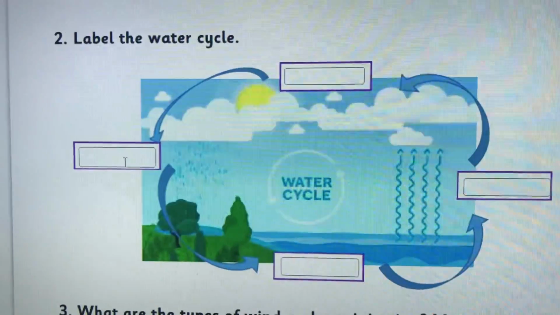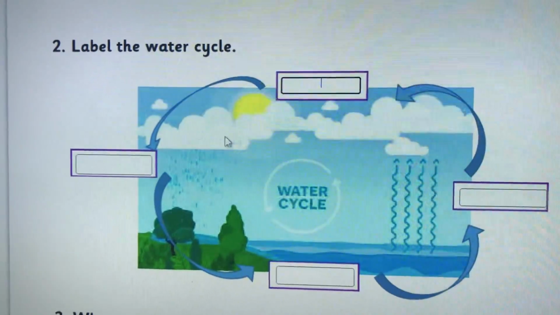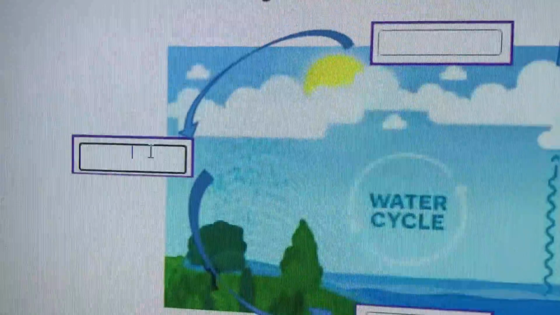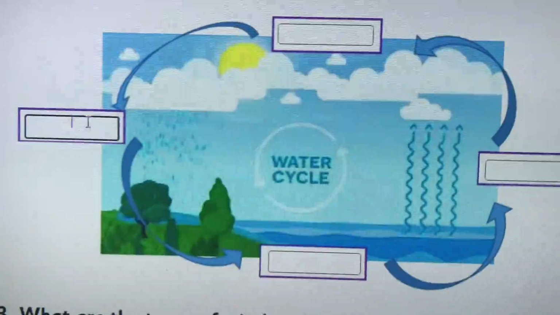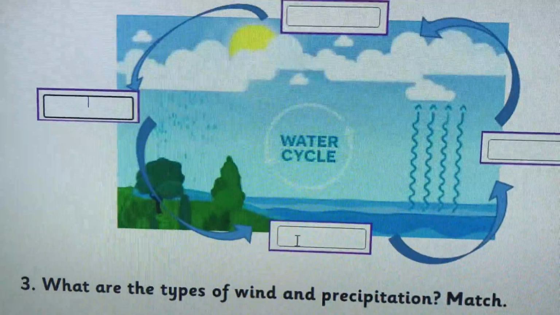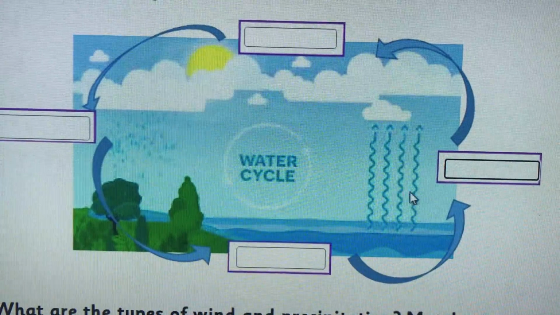Now you got the water cycle diagram here, in which you have to type the right process: where it goes evaporation, where it goes condensation, where it goes collection, where it goes precipitation.